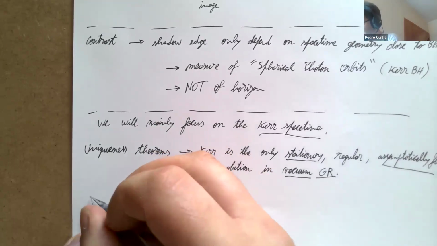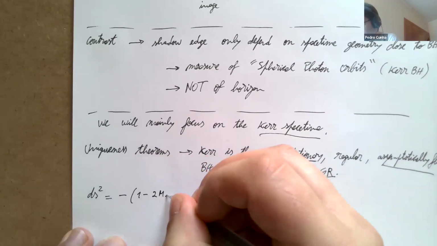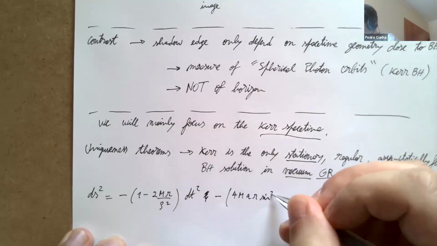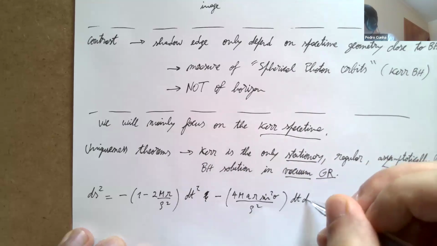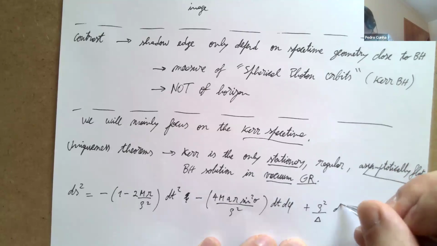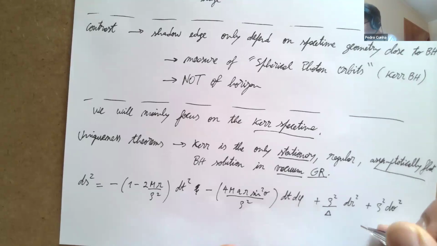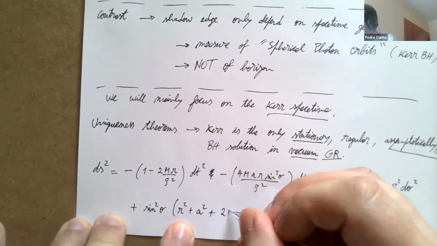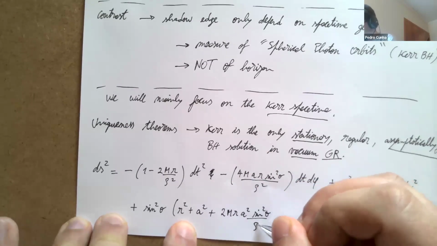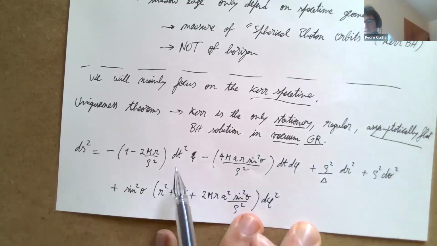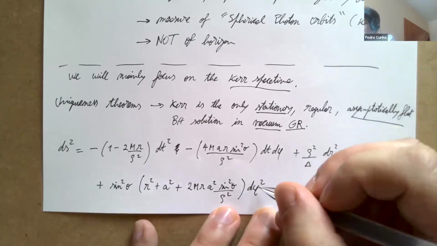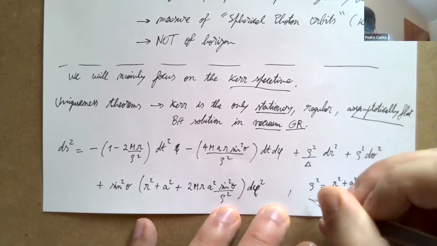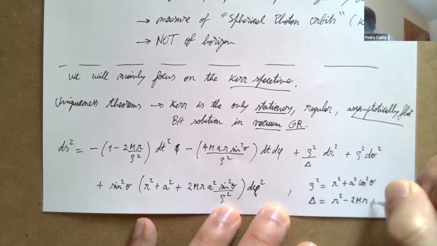So in terms of the metric, let me just write that down very quickly. In Boyer-Lindquist coordinates, it looks something like this. The t coordinate is a time coordinate, phi is an azimuthal coordinate, and then you have a radial and a theta coordinate. Here rho squared is r squared plus a squared cosine squared theta, and delta is r squared minus 2mr plus a squared.